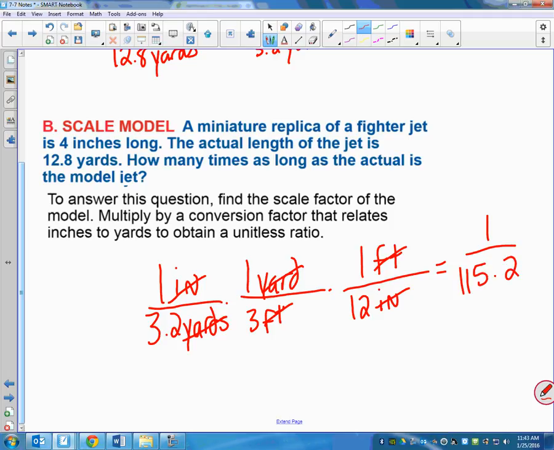So the top, we did the 1 inch on the top and 3.2 yards on the bottom, which means that the scale, the model, is 115.2 times smaller than the original one. Or how many times as long as the actual jet is the model jet? 115.2 times as long.